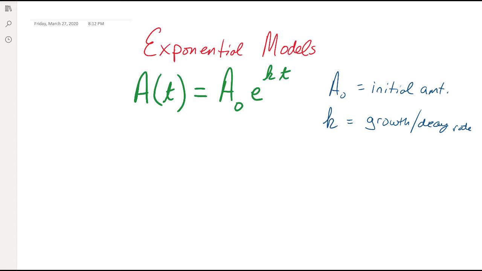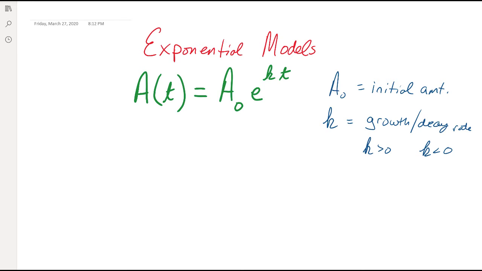Okay, so how do we know whether it's a growth or decay rate? It depends on the value of k. If k is positive, then we're talking about an exponential growth model. If, on the other hand, k is negative, we're talking about something that is decaying over time. All right, so think of your bone density. That is decaying as we become older.